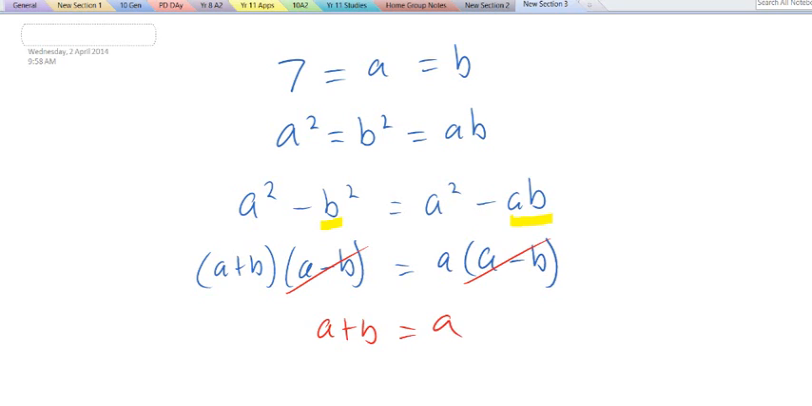Now that looks weird, because we know we can subtract a from both sides, and therefore b is equal to 0. Which is an issue, because at the start, b was very much equal to 7. So what happened? Have we eliminated every number and reduced everything to 0? Or what went wrong?